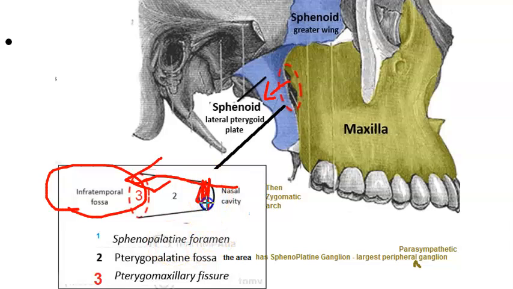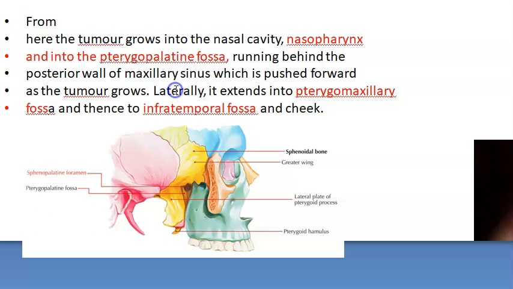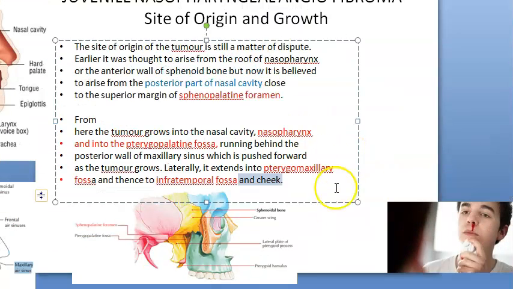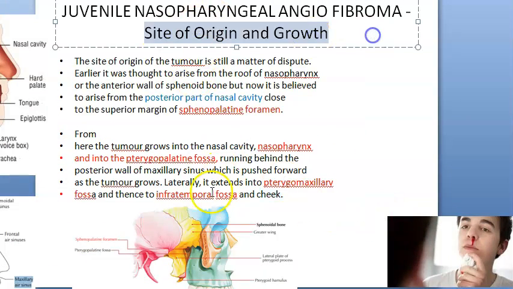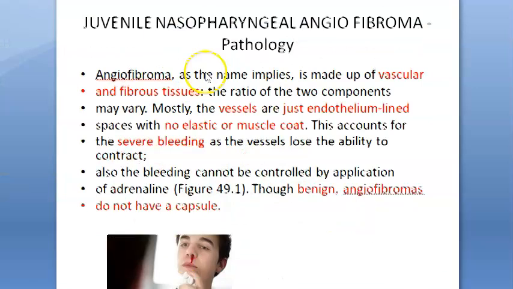So sphenopalatine foramen, somewhere here it started. It grew into the nasal cavity, nasopharynx. Then it went to the pterygopalatine fossa. Then it went to the pterygomaxillary part. Then it went to the infratemporal fossa. So laterally, when it grows, what will happen? Swelling of cheek. That kind of makes sense now, right? Site of origin and growth also, we saw how it will grow.